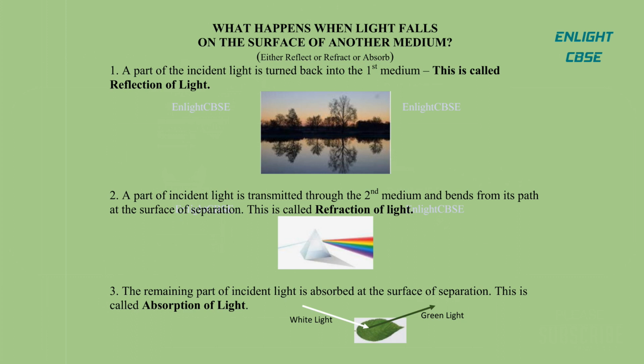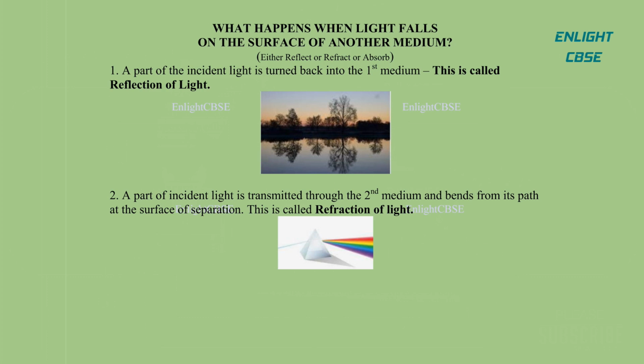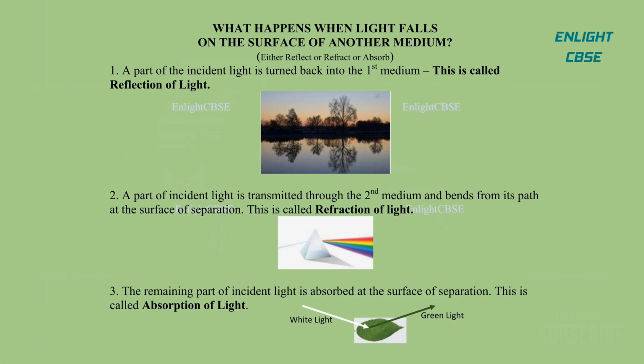What happens when light falls on the surface of another medium? It either reflects, refracts or is absorbed. Where a part of the incident light is turned back into the first medium, this is called reflection of light. Where a part of incident light is transmitted through the second medium and bends from its path at the surface of separation, this is called refraction of light. The remaining part of incident light is absorbed at the surface of separation. This is called absorption of light.